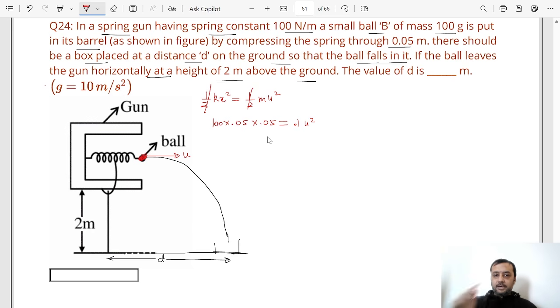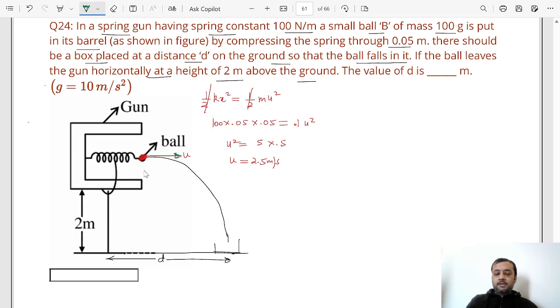So if you check what u squared becomes, this will become 5 into 0.5, as I can see. Yeah, 5 into 0.5, that means 2.5 meter per second. This is the speed of the ball. Also notice that this entire speed is in the x direction.